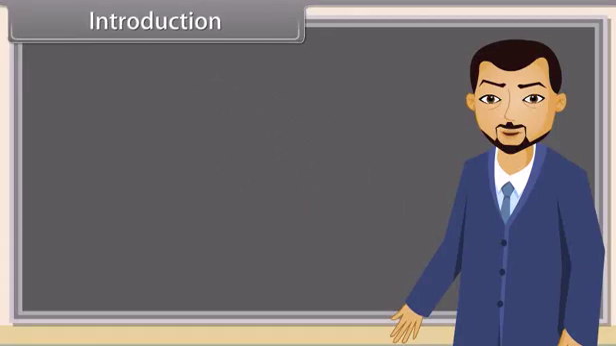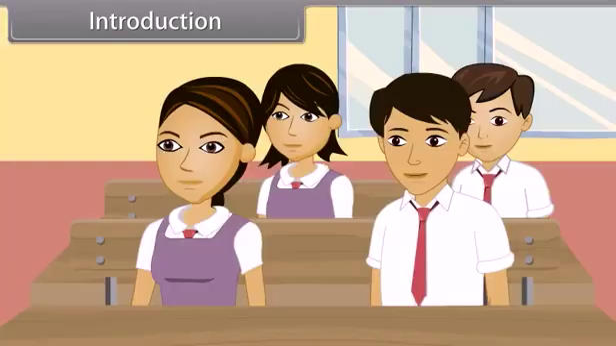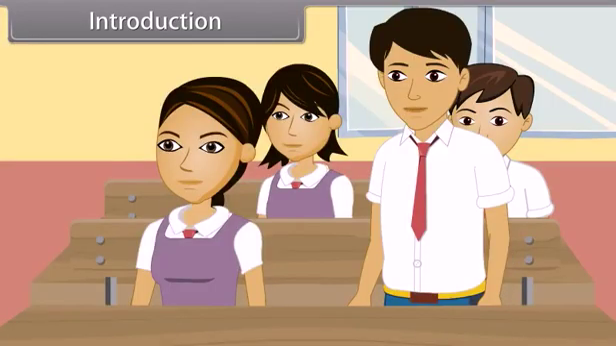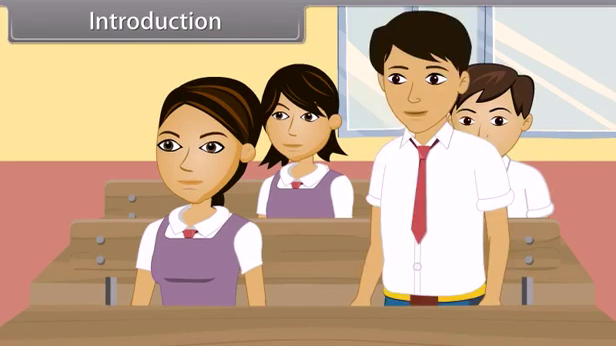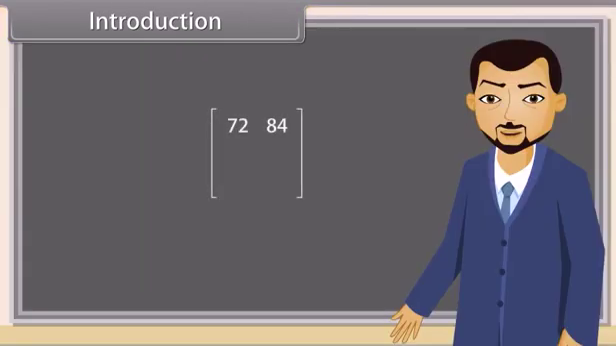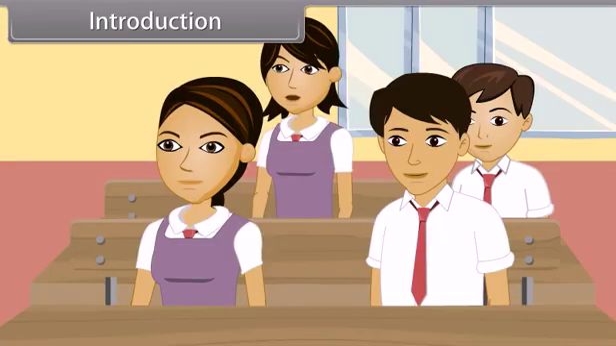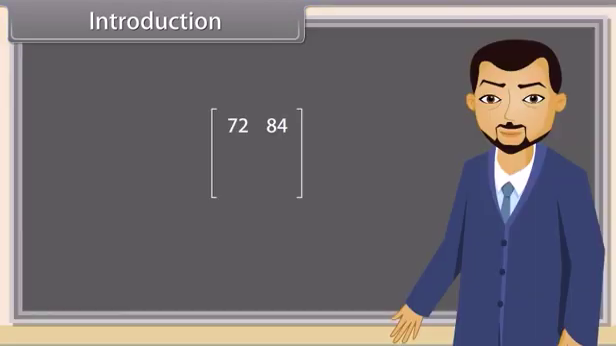Arun, how much did you score in science last year? Teacher, 72. And how much in maths? Teacher, 84. 72 in science and 84 in maths. Okay. Shraddha, now you tell me, how much did you score in science and maths? Teacher, I scored 86 in science and 85 in maths. Okay. 86 in science and 85 in maths.